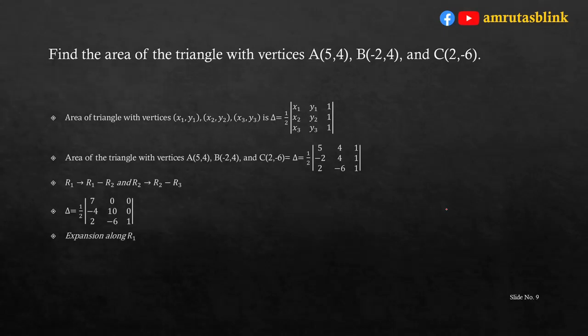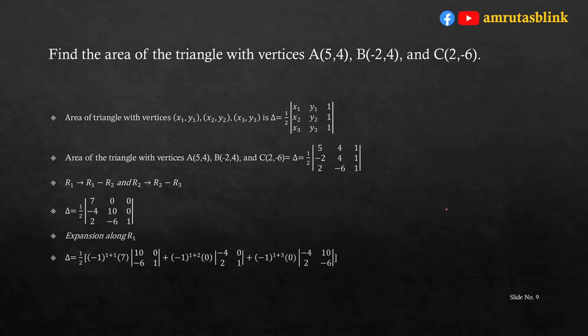Now we will expand this determinant along the first row. So delta is equal to 1 by 2 into bracket minus 1 raised to 1 plus 1 into 7 into determinant 10 0 minus 6 and 1. After that, minus 1 raised to 1 plus 2 into 0. It's okay if you don't write the next two terms in the expression because we know that the element is 0. Hence minus 1 raised to 1 plus 2 into 0 into determinant minus 4 0 2 and 1, plus minus 1 raised to 1 plus 3 into 0 into determinant minus 4 10 2 and minus 6.